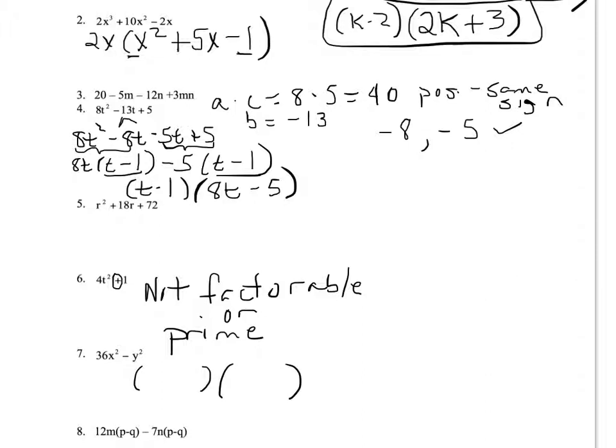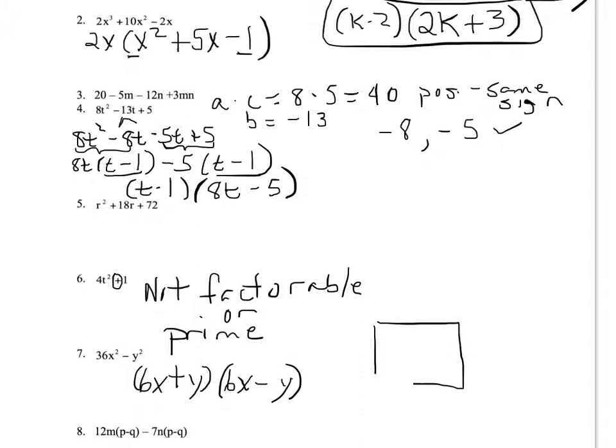The square root of the first term goes in the front of each parentheses. The square root of 36x squared is 6x. The square root of y squared is y. That goes at the end of each parentheses. One gets a plus, one gets a minus. And if I wanted to multiply these back together to check my work, I would see it actually gives me the original back.